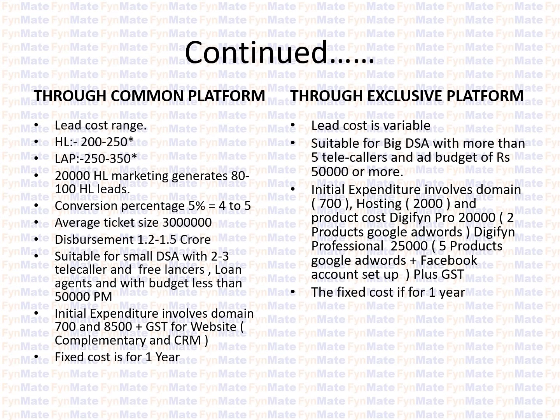So now let's understand the difference in a little bit of a monetary way. Let's say it's the common platform, so the lead cost if you want to generate mortgage leads: a home loan lead will generally cost between 200 to 250 rupees. Loan against property costs between 250 to 350 rupees. But the leads that you are getting, let's say you are doing 20,000 rupees of home loan marketing, you generate exclusive leads of 80 to 100 numbers.